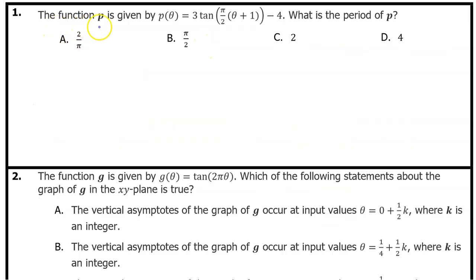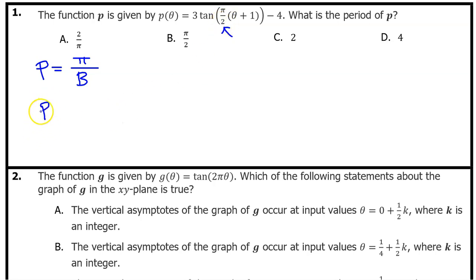Number 1. The function p is given by p of theta is equal to 3 times the tangent of pi over 2 times theta plus 1 minus 4. What is the period of p? We have learned that the tangent function has a period of pi divided by whatever the b value is. The b value is this number right here inside of the parentheses.